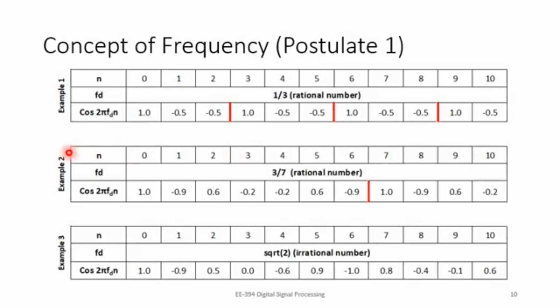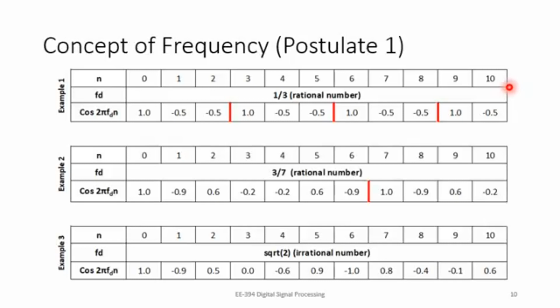What we have done here is we have taken three examples. This is example 1, this is example 2, this is example 3, and all of these signals are cos 2 pi FDN. So these are three discrete time sinusoids, and their first 11 values of n are given as 0, 1, 2, 3, 4, 5, 6, 7, 8, 9, 10.